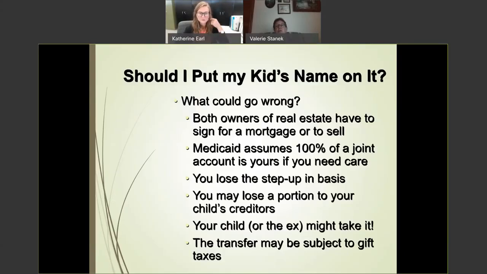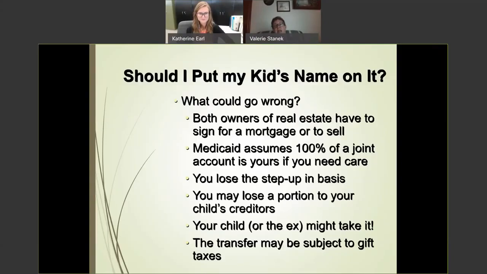A lot of people also add their children to their house, or to an account, assuming that half of that account would be considered by Medicaid, in the event that you went into a long-term care facility, to actually be owned by your child or to your other heir. That is not the case. If you have a joint account, Medicaid assumes that 100% of that joint account is yours if you need care, and you have to use it before Medicaid will kick in and provide any benefits to you.